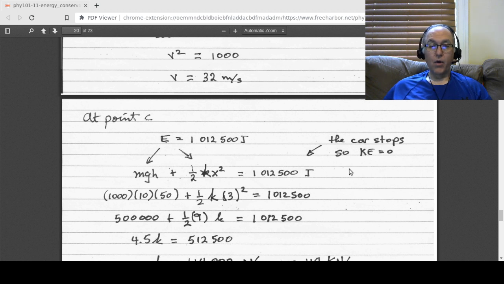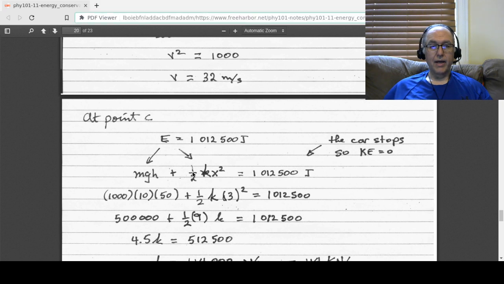All right, now let's plug in the numbers. We know everything except for the spring constant, which is what I'm asking you to calculate. And so here we have, m is 1,000, g is 10, h is 50, 1/2, k we don't know, so just leave that variable alone. x I said was 3 meters. The spring compresses 3 meters, bringing the car to a halt, and that's got to equal that 1 megajoule number right there.